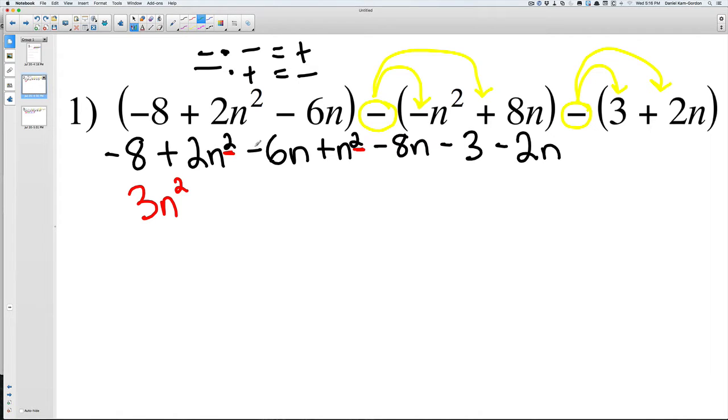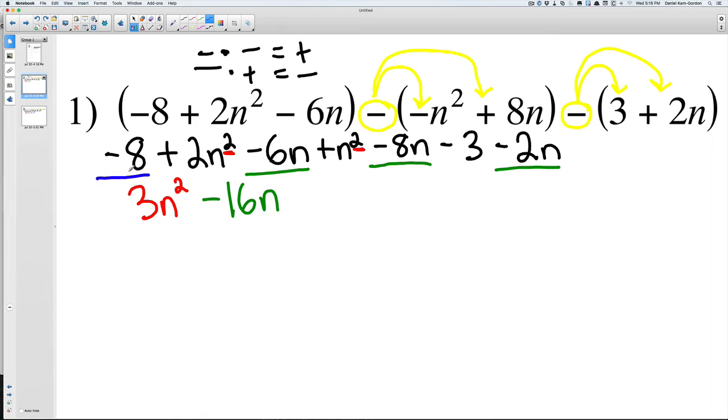The next thing we have to look at is just our n's. So we have -6n, and we have -8n, and we have -2n. Since they're all negative, -6, -8, and -2, we have to add them all together. So -6 plus -8 is going to be -14, and the -14 plus -2 is going to be -16n.